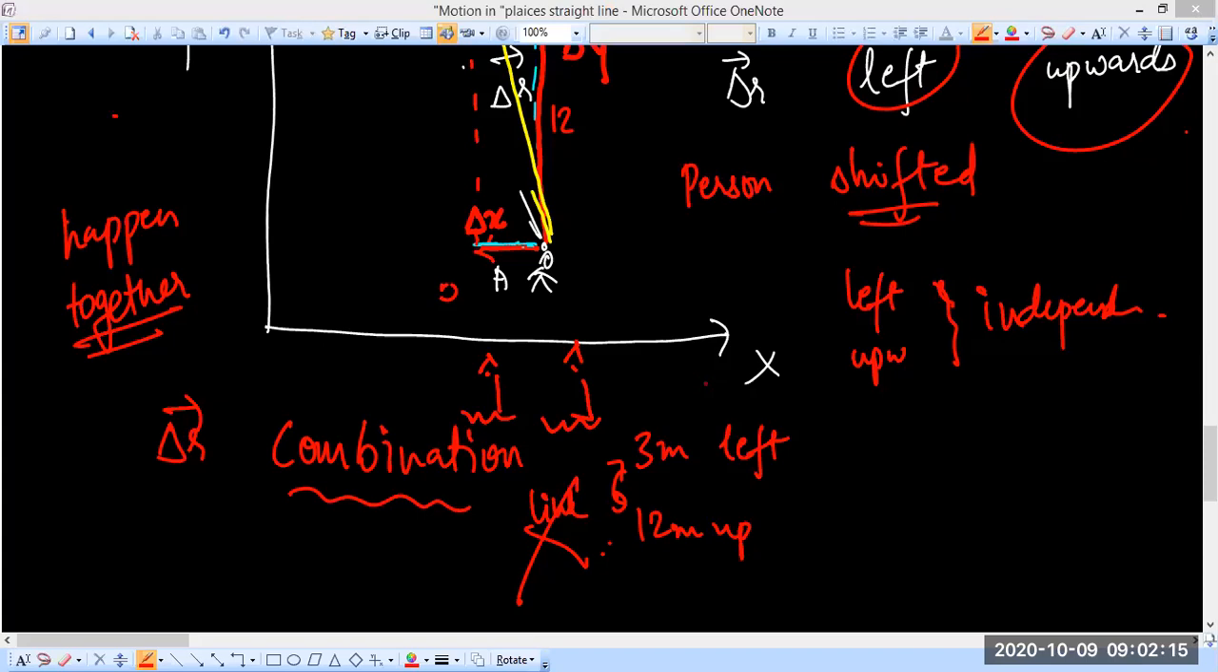Yeah, we will derive properties of parallelogram later. All right.